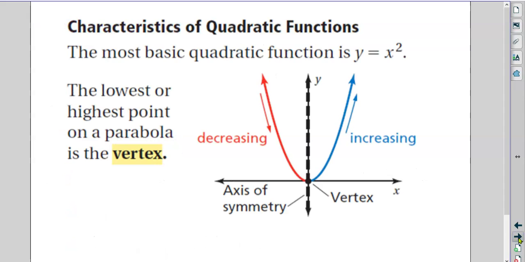A parabola is a U-shaped graph where the lowest or highest point is called the vertex. In the middle of the vertex, you can draw an imaginary line called the axis of symmetry, at which points the left side and the right side would be symmetrical.